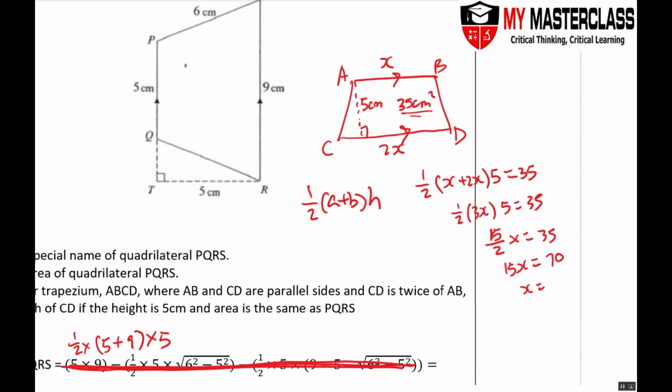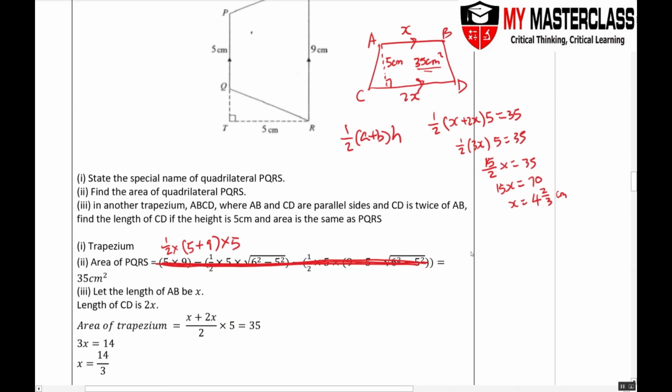x equals to 4.2 over 3 cm, which is what you have here. Just that I wrote it out in a broken down form for you, step by step. So please copy this down.